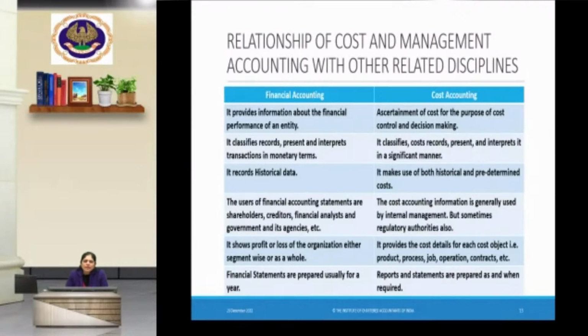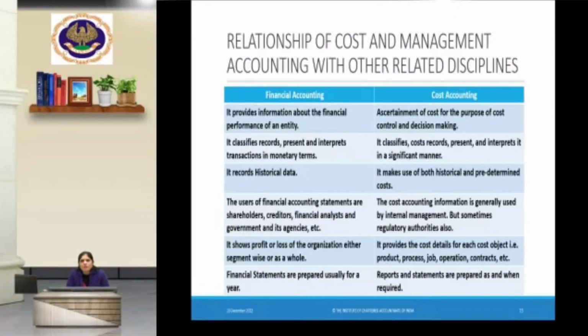All right. Financial accounting records historical data. That means what already has been done. So in financial accounting, we make the trading account, profit or loss account, we pass the journal entry, we pass the ledger, everything that has already been incurred. So expenses have been incurred, incomes have been earned, income we are receiving, expenses we are paying, then only we record them in financial accounting.